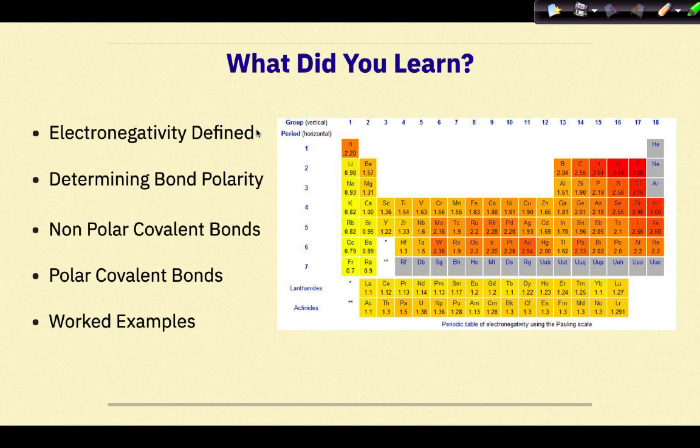So what did you learn in this tutorial? We looked over the definition of electronegativity. We talked about how to determine bond polarity. We talked about nonpolar covalent bonds, polar covalent bonds, and then did some worked examples at the end.